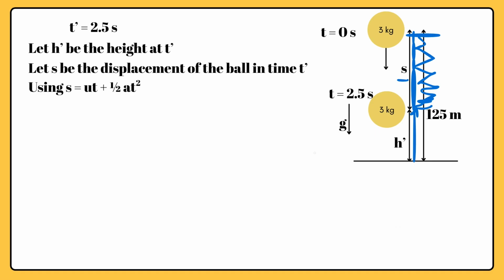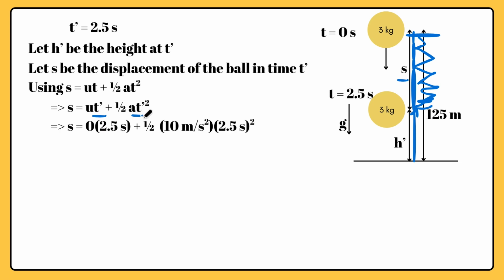To find s, we can use the equation s is equal to ut plus half at squared. But in this scenario, we are only taking half the time, so we can rewrite this equation as s is equal to ut dash plus half at dash squared. Now we can substitute all the values and find s. We know u is 0, half time t dash is 2.5 seconds, acceleration is 10 meters per square second, finally again t dash is 2.5 seconds, which will be inside a whole square.